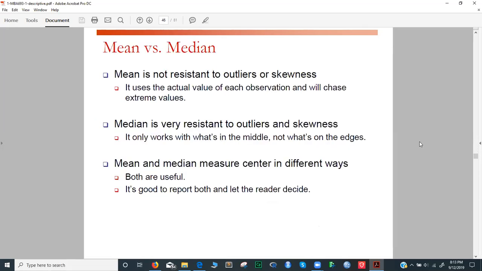Okay, these are some characteristics of mean versus median. Mean is not resistant to outliers. The median is very resistant. So in other words, there's reasons why you use each of these 5 number summaries. Some things will characterize the data one way, and maybe you have to drill down a little bit to see really what's going on.